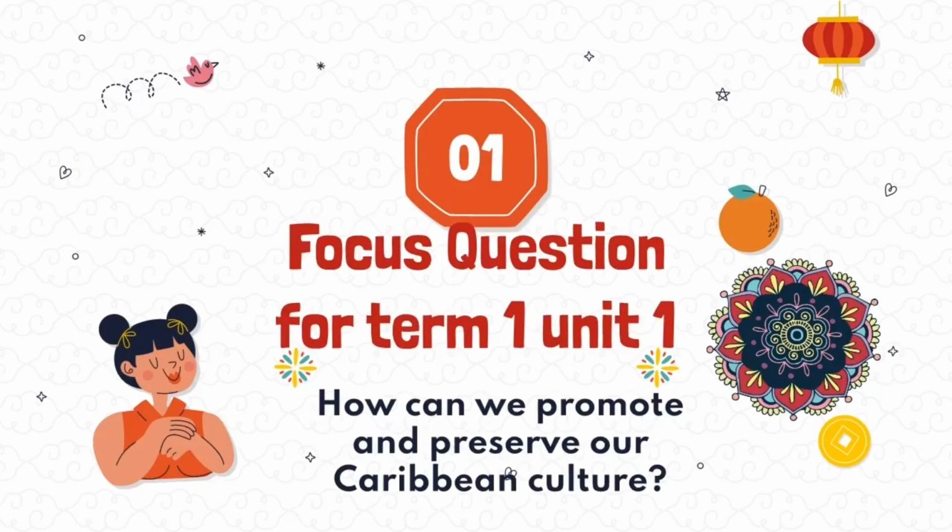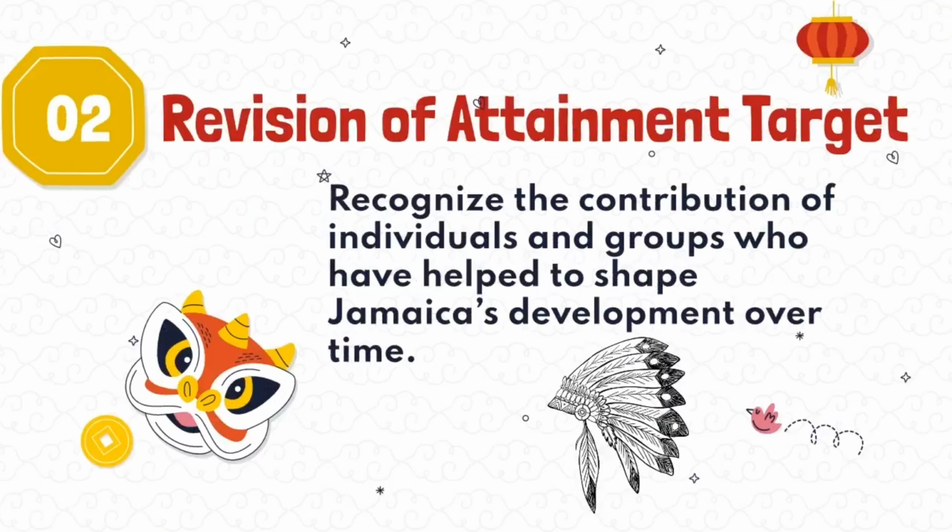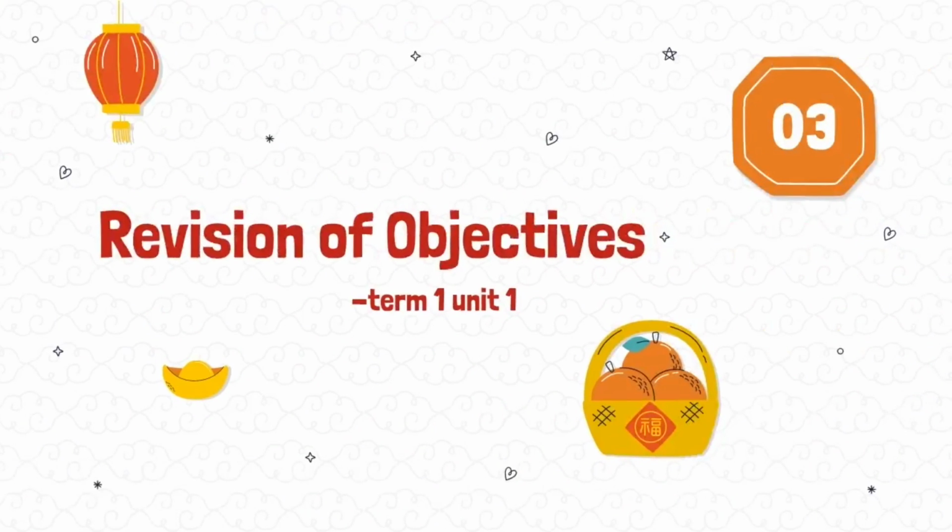Let's begin. The focus question for Term 1, Unit 1 reads, how can we promote and preserve our Caribbean culture? The attainment target is for us to recognize the contribution of individuals and groups who have helped to shape Jamaica's development over time. For Grade 6, the focus is on the East Indians and the Chinese.